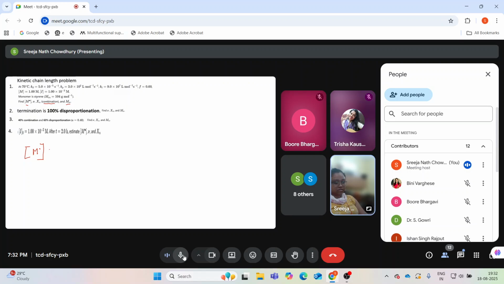What is problem 4? Okay, problem 4 is I equals to I0 equals to this. After 2 hours, estimate m dot, nu and Xn. So we have to calculate I first, from I0 to I. Then the rest of the process is exactly the same. So I am doing this, it will be the last sum for today.